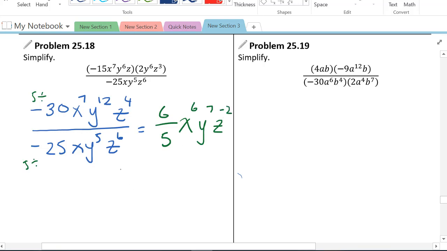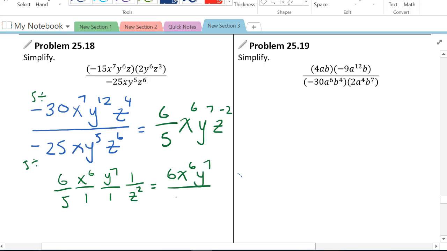It's a negative 2. Now change everything into a fraction. That gives us 6 over 5. Change x to the 6 into a fraction, x to the 6 over 1. Change y to the 7 into a fraction, y to the 7 over 1. And then change z to the negative 2 into a fraction, that's 1 over z squared, which is equal to, multiply straight across, 6x to the 6 y to the 7, divided by 5z squared.